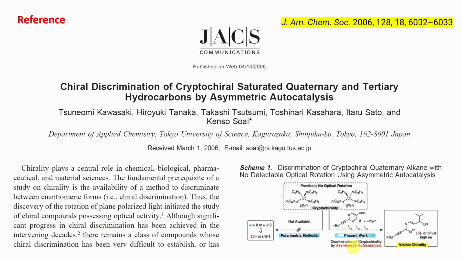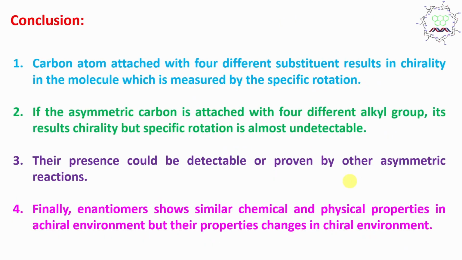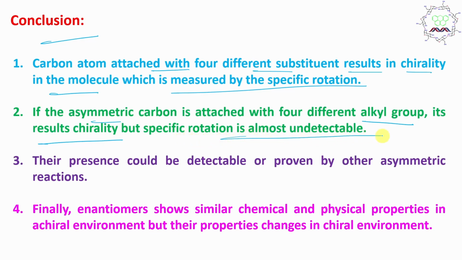And this is the reference. This is the actual reference paper, so if you want, you can visit it. Here you can see the application of this molecule. So in conclusion, what you have learned is that a carbon atom attached to 4 different substituents results in chirality in the molecule, which is measured by specific rotation. It's a common technique. But if the asymmetric carbon atom is attached to 4 different alkyl groups, then it results in chirality, but the specific rotation is very small, or you can say almost undetectable.